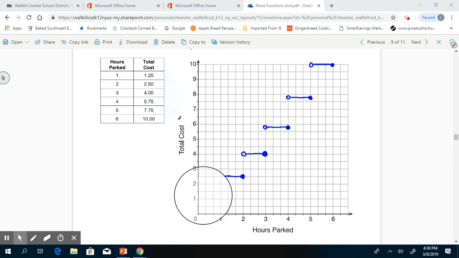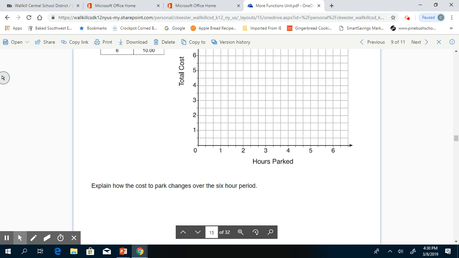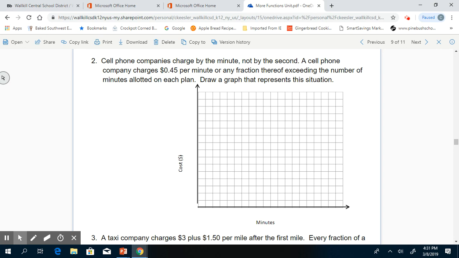All right, let's take a look at number 2. In this case, cell phone companies charge by the minute, not by the second. A cell phone company charges 45 cents per minute or any fraction thereof exceeding the number of minutes allotted on each plan. Draw a graph that represents the situation. Okay, so this is similar to the last one.